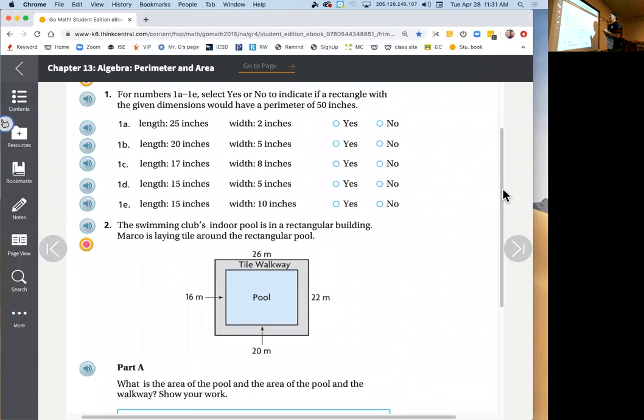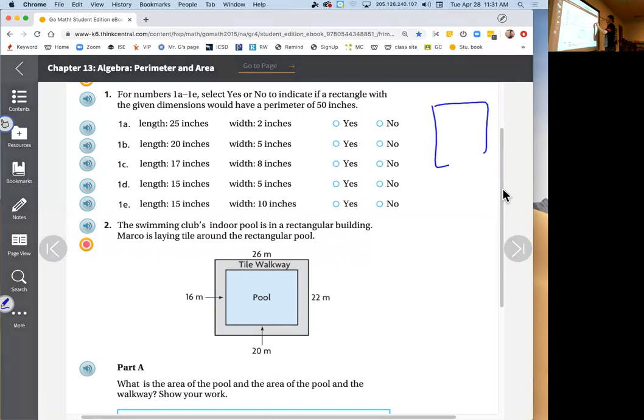For numbers 1A through 1E, select yes or no to indicate if a rectangle with the given dimensions would have a perimeter of 50 inches. We are on page 749. Get to page 749 right now. Hurry up. I'm waiting. You there yet? Okay, here we go. Page 749. Number 1.